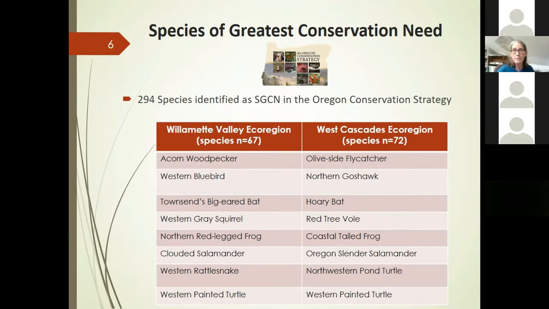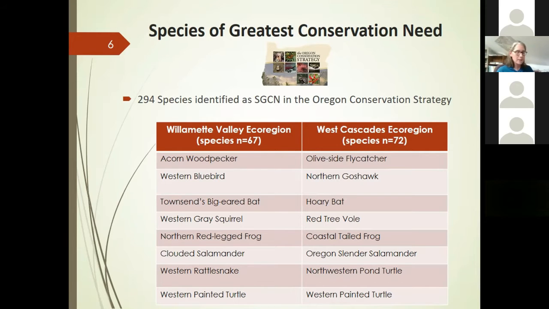It's on ODFW's website. It's our state wildlife action plan, which all 50 states plus have, and which basically provides the framework for the states to manage and conserve fish and wildlife, or priority habitats, not just for fish and wildlife. In Oregon's state wildlife action plan, we also have plants, algae, and invertebrates included.